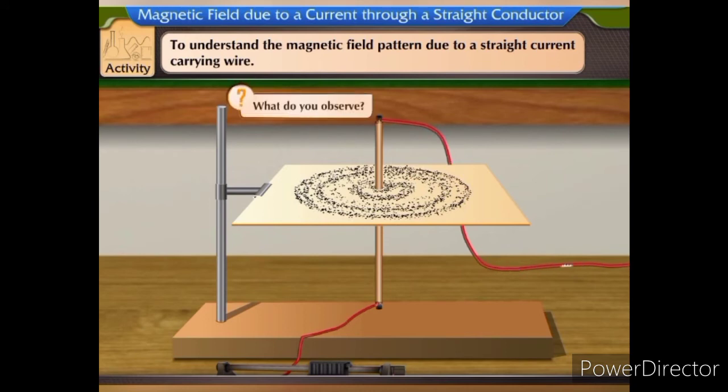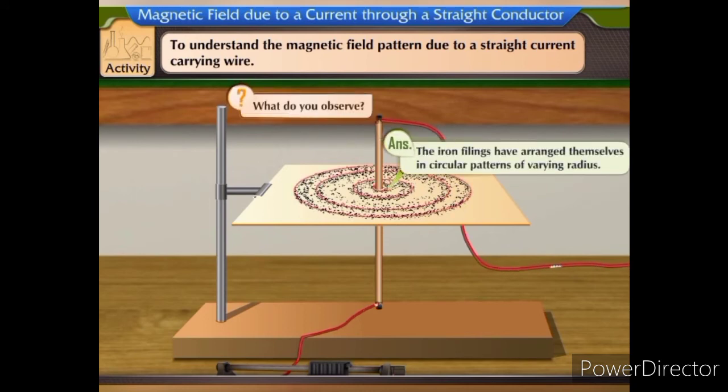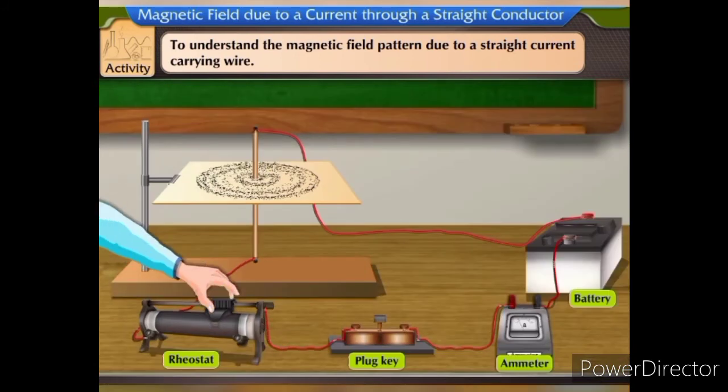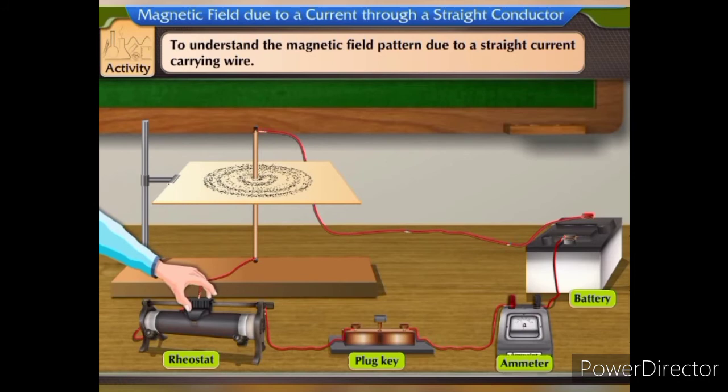What do you observe? The iron filings have arranged themselves in circular patterns of varying radius. Now, increase the current flowing through the wire by adjusting the rheostat. You will observe that the filings get crowded in smaller circular patterns.